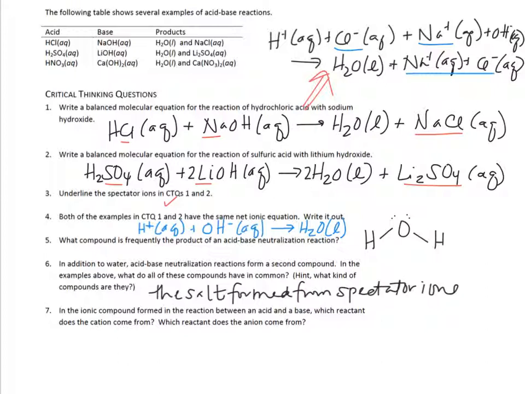In the ionic compound that's formed, meaning the sodium chloride and the lithium sulfate, which reactant does the cation come from? In other words, here's our cation. Where did it come from? It came from the base. Same thing here. So the cation comes from the base.